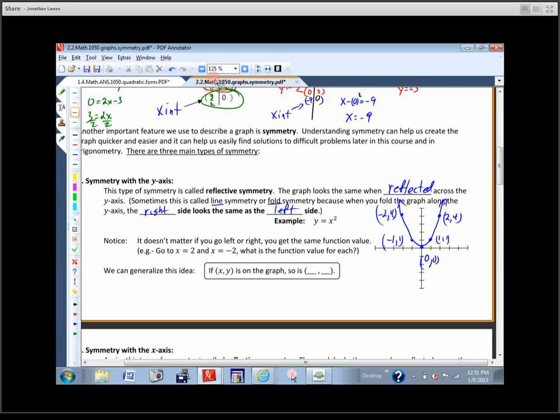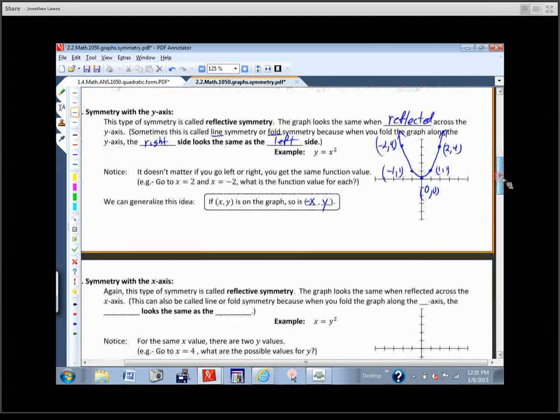in handy later. Okay, and that is if (x, y) is on the graph, we can tell it's symmetric with the y-axis because in (x, y), one of these changes signs. Which is it? The x. Okay, this whole idea that it doesn't matter whether you go to the right or the left is saying you can go to x and get y, or you can go to negative x and get y. It doesn't matter. Go either direction you want, you're going to get the same function value. Okay, any questions?